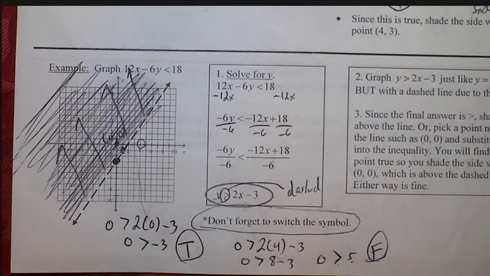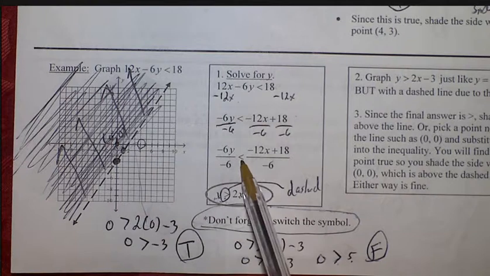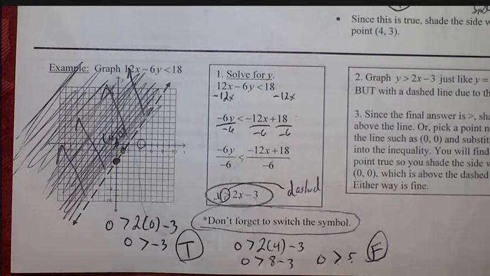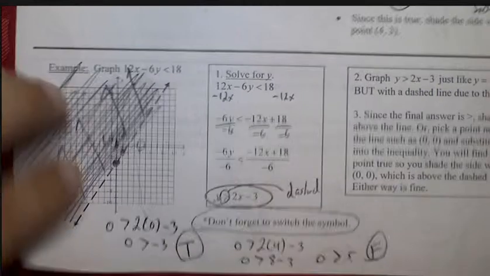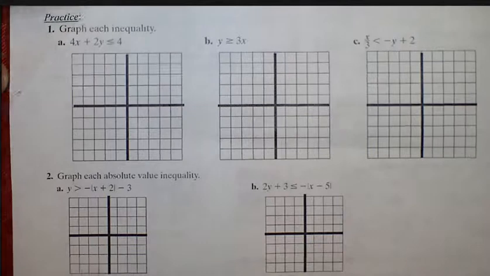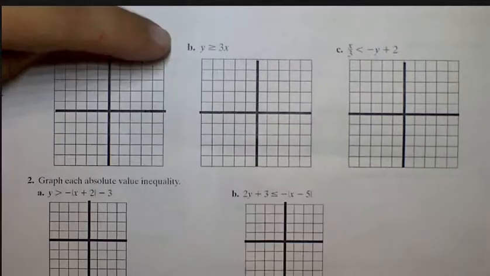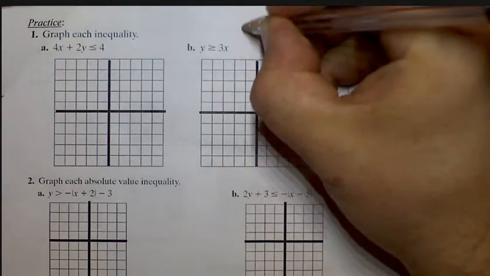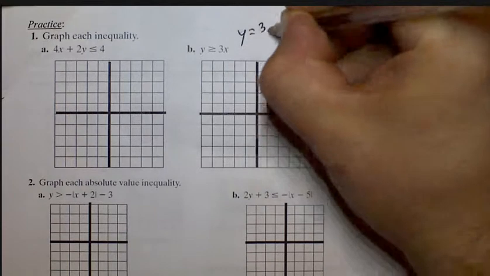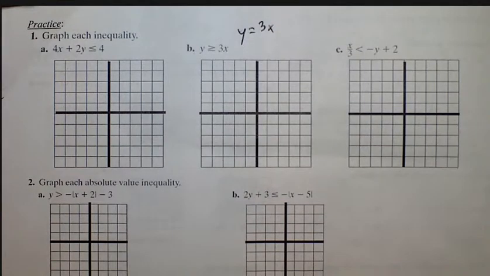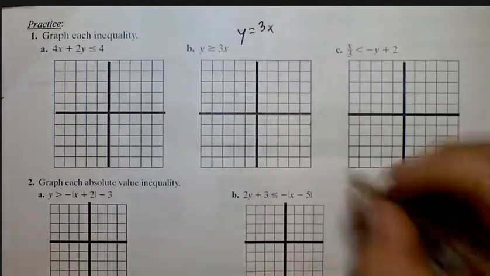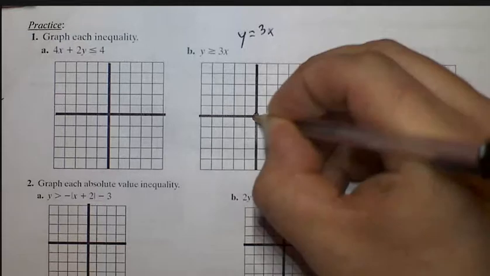Okay, you can look at a few more examples. If we look at letter B, if I were to graph y equals 3x, the y-intercept here is 0, because it has 3x plus 0. The y-intercept is 0, use your slope: up 3, to the right 1. There are my two points. Solid line.